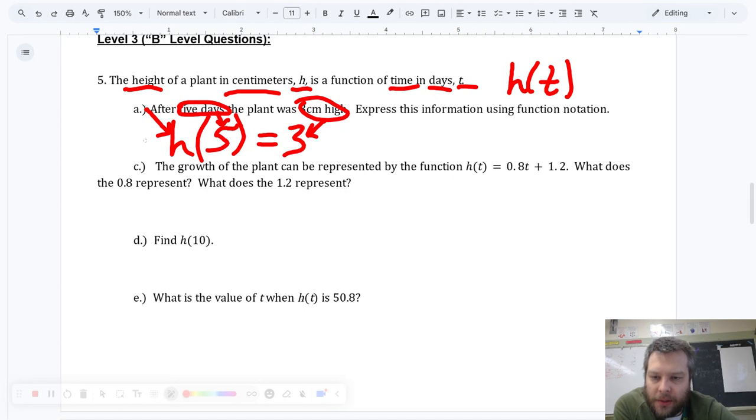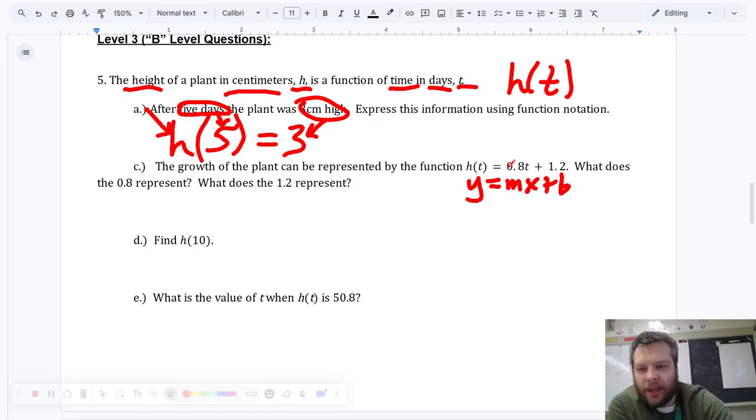The growth of the plant, next question. The growth of the plant can be represented by the function h of t equals 0.8t plus 1.2. This looks a lot to me like an mx plus b equation. So I know that the 0.8 represents the slope, and the 1.2 represents the y-intercept.